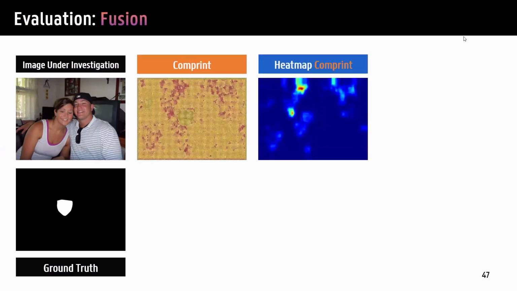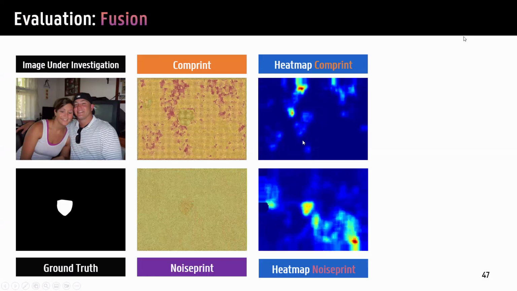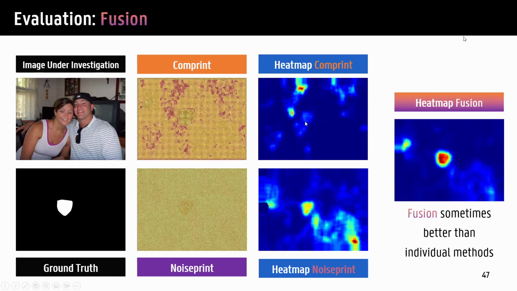So if we have an image with a face swap in there, we see in the Comprint, the face here lights up quite easily. But then actually, because of some other artifacts around, there are a bunch of false positives in the heat map. We get something similar in the noise print. Again, the face is quite visible here, but then in the heat map, some other regions are also visible. Now, if we actually do the fusion, because we combine the powers of the two fingerprints, the face shows up much more clearly and there are fewer false positives. So in this case, the fusion performs better than the methods individually.